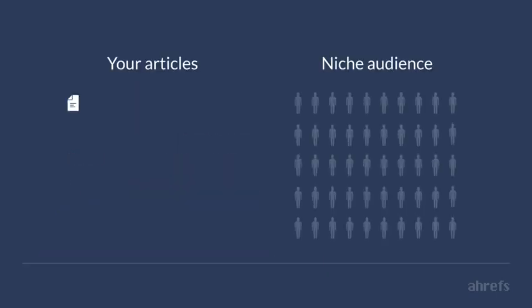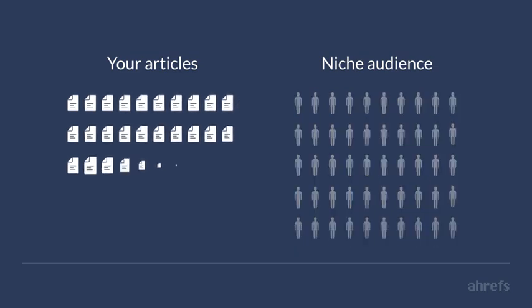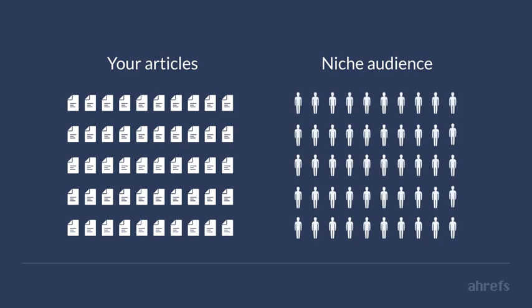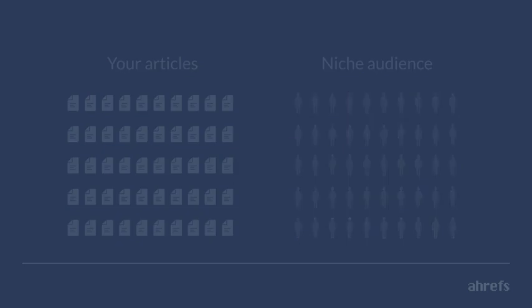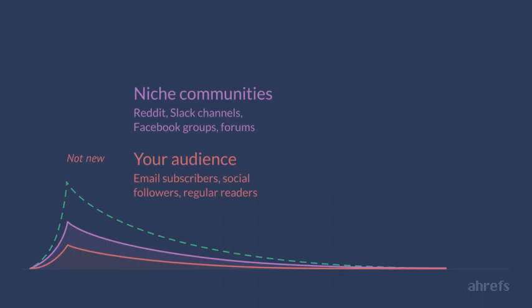If this is the first time you share your content with a certain group or community, then all the people who will land on your article as a result will be entirely new to your blog. But if you've been consistently sharing your content with this community for the past few months, most of the people there would know you by now. So this promotion channel is only effective when starting out, but over time the amount of new people that you can reach this way will drastically decrease. And that was the second part of your spike of hope.